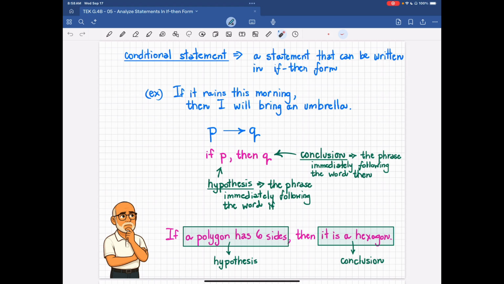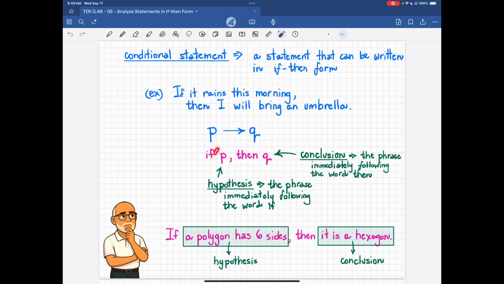We can also write a conditional statement using letters or variables, and we can do it like this. We can say P, then draw an arrow, and then put a Q. This symbol means if P, then Q. Whenever you see something that looks like this, it is a conditional statement. It's an if-then statement. It's just a shorthand way of writing it.